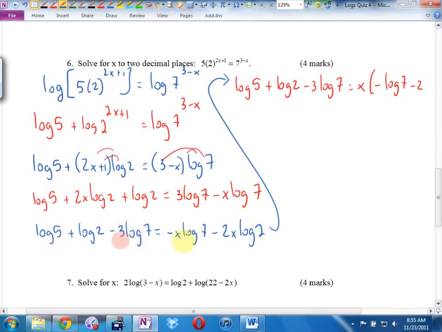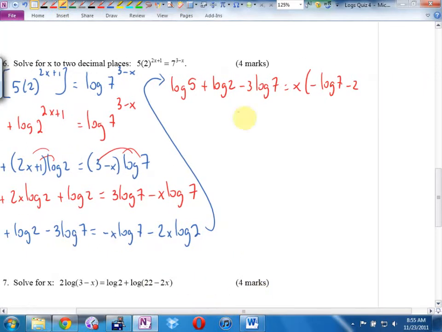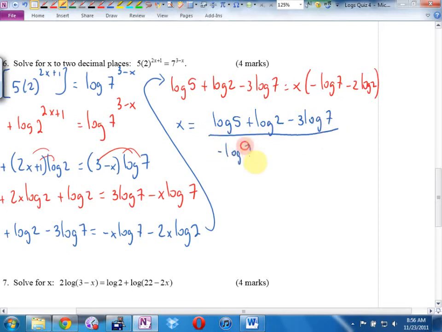So if I've recovered, this is going to be factoring out an x. Holy smokes, is the answer, please tell me: log 5 plus log 2 minus 3 log 7 all over negative log 7 minus 2 log 2. Is that correct, boys and girls? People are nodding. Of course, I can always check by typing this monstrosity into my calculator. Before I hand my test in, I'll graph left side, graph right side, and find where they cross. And I better get the same answer. Anyways, let's type this puppy in.